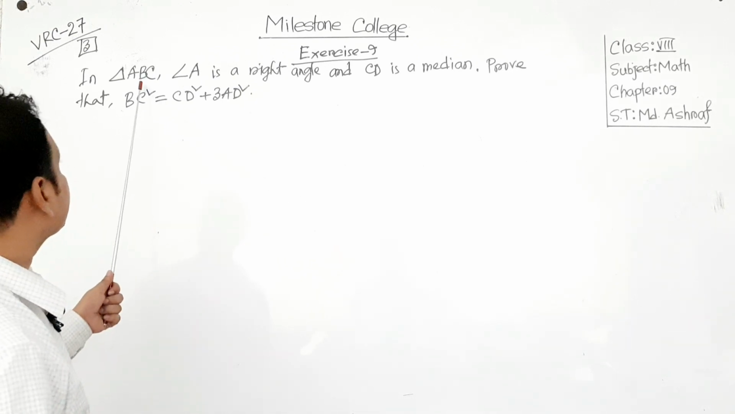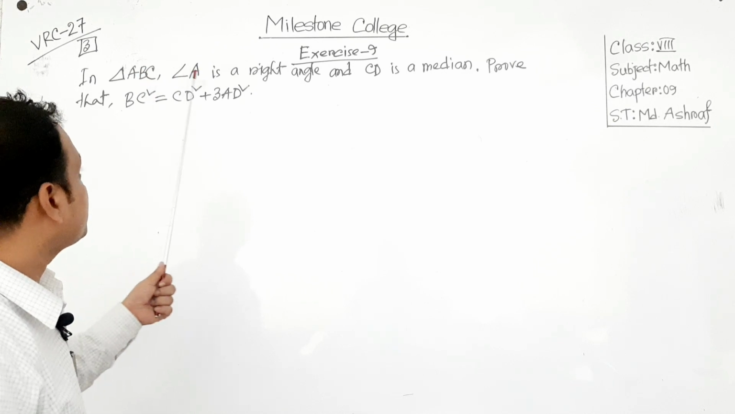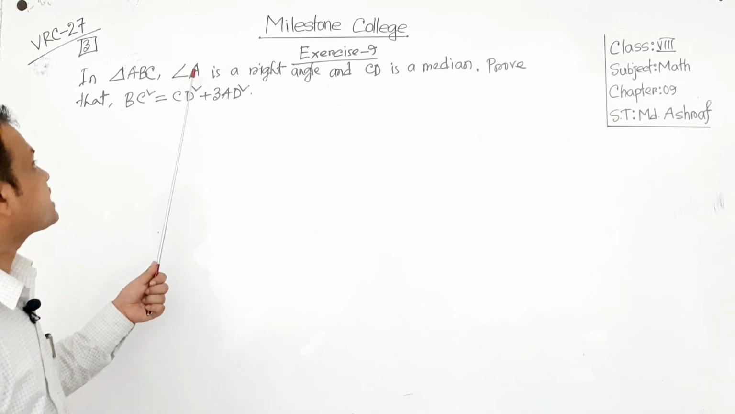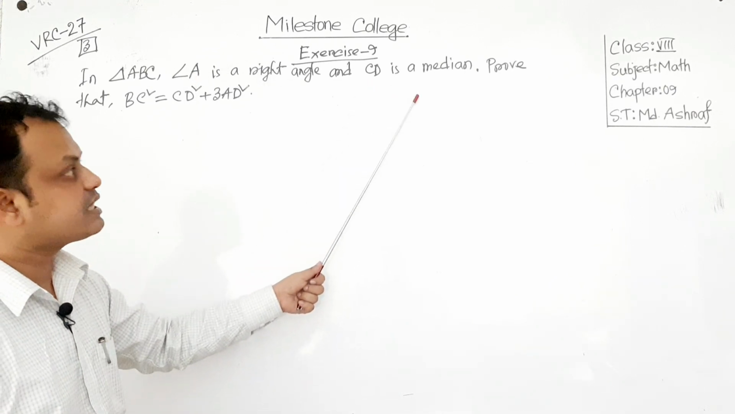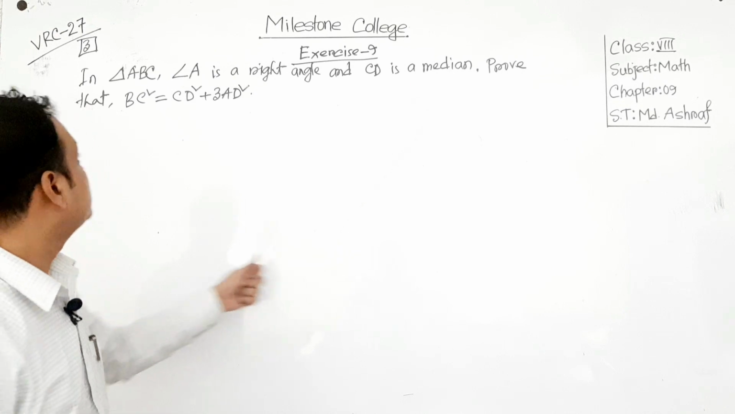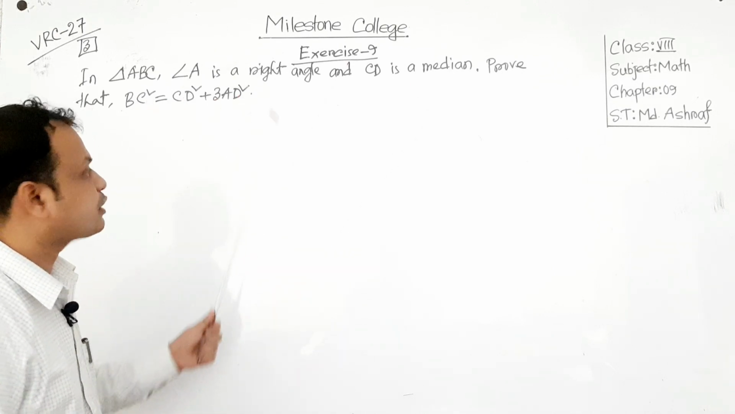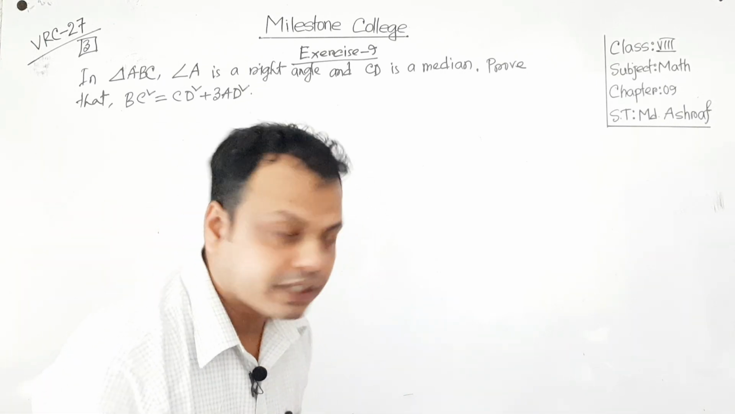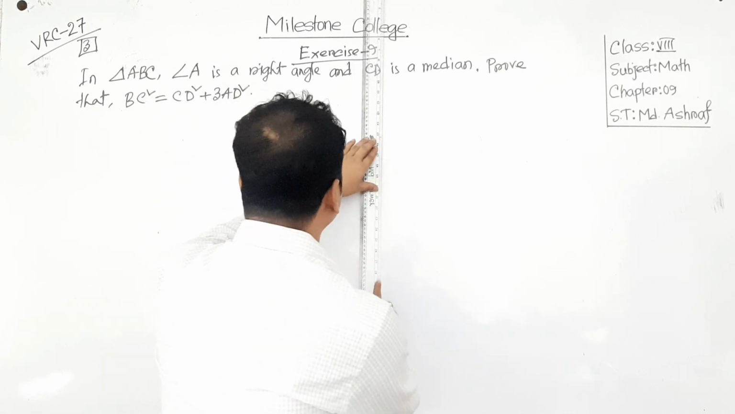I repeat, we have a triangle named triangle ABC. In triangle ABC, one angle is 90 degrees, that means a right angle, and it is angle A. And CD is a median. So this is the given information. We have to prove BC square equals CD square plus 3AD square. At first, we have to draw the figure. So draw the figure first. At first, we will draw a right angle triangle.